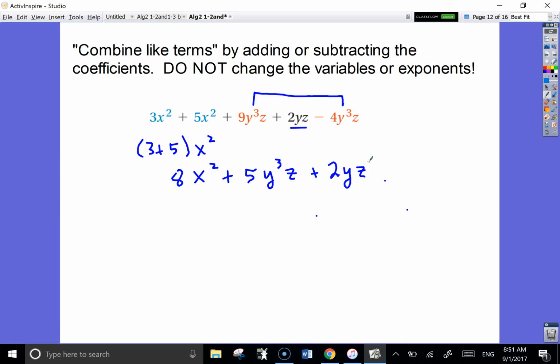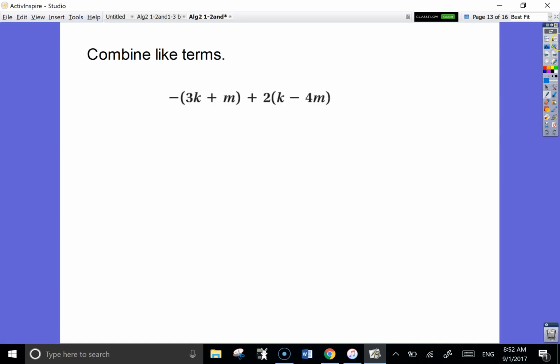Remember that when you have like terms in an expression, you should always simplify them by combining like terms. Right? This becomes important when we get to the next section where we are solving equations. Okay, let me show another example here. Combine like terms. Okay, what is the first operation I should do here?